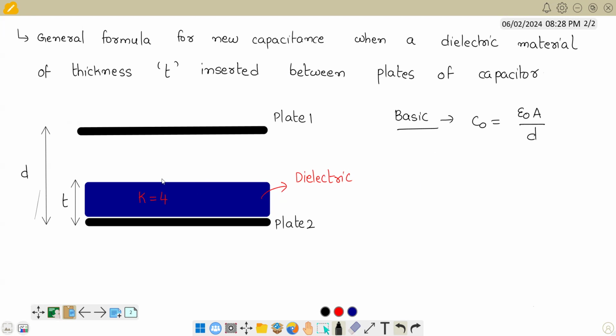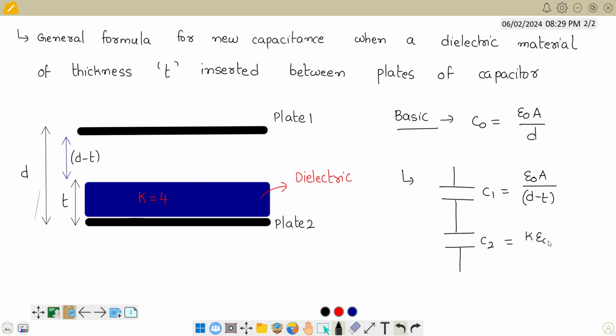Now, once we insert the dielectric, I can divide this into two cases. Let me call them C1 and C2. This is C2, this is C1. Here there is no dielectric, so I can write epsilon naught A by the distance. The area of the plate did not change, only the distance where there is no dielectric changed. If this is D and this is T, this distance would become D minus T. So you get epsilon naught A by D minus T. C2 will become K epsilon naught A by T because we have dielectric here.